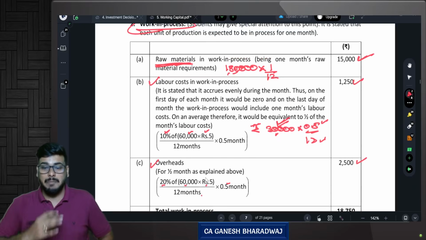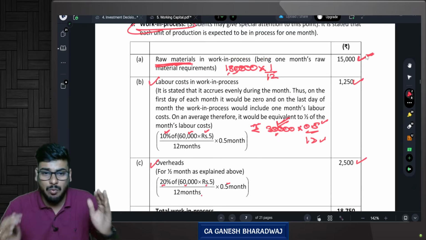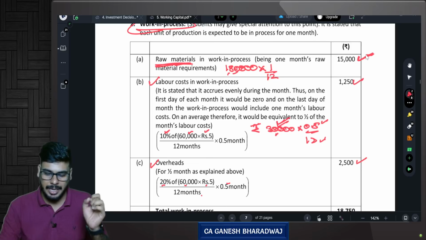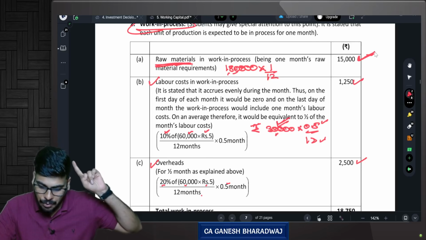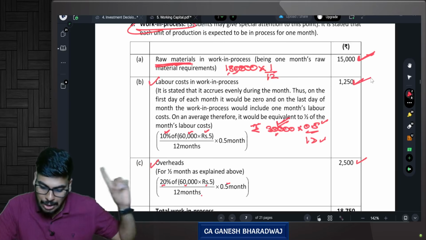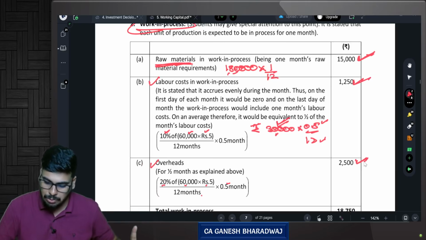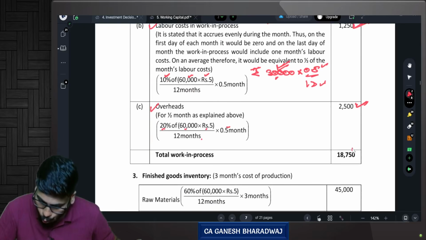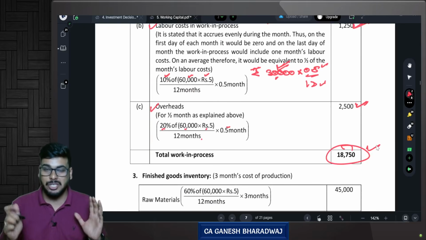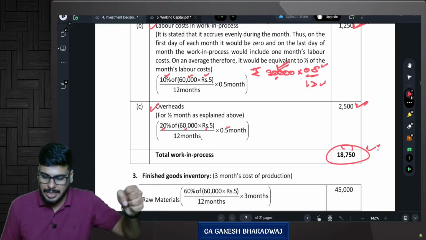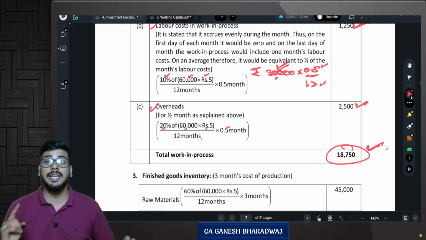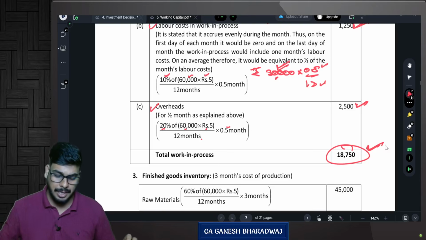So overall, in one working capital cycle, my WIP stock consists of 15,000 rupees worth of raw material, 1,250 rupees worth of labor, and 2,500 rupees worth of overheads. Overall, the amount that gets blocked inside your WIP stock is going to be 18,750 rupees. Are you clear with this?